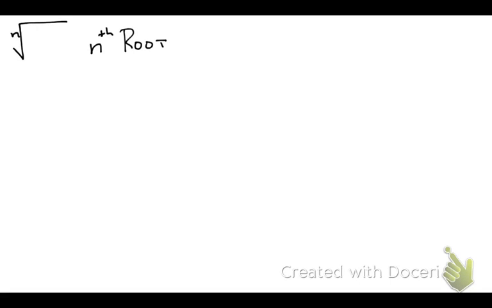A way to generalize what we're talking about is to say that we're talking about the nth root. And the nth root is just a general term. I could be talking about the cube root. I could be talking about the fourth root. I could be talking about the square root. Right? Nth root is just a general form of all of that.